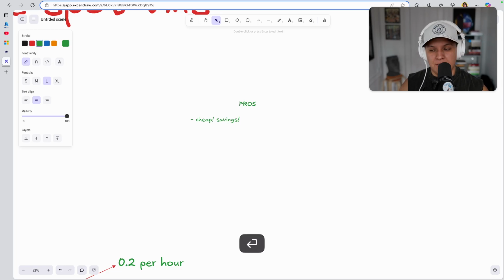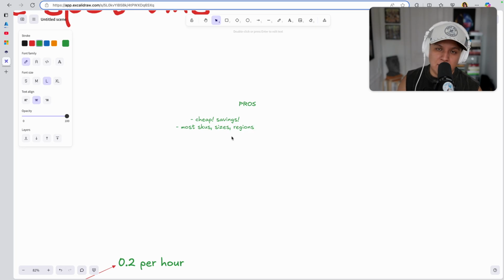Savings, right? Another pro is that most SKUs, sizes, and regions have these, right? So let's say you have a specific SKU deployed with an Ubuntu image and a certain configuration of disks and networking, all that kind of stuff in Central Canada or East US or something like that, right? Most likely that same configuration will be allowed for in a Spot VM, except for B SKUs, right? So keep that in mind.